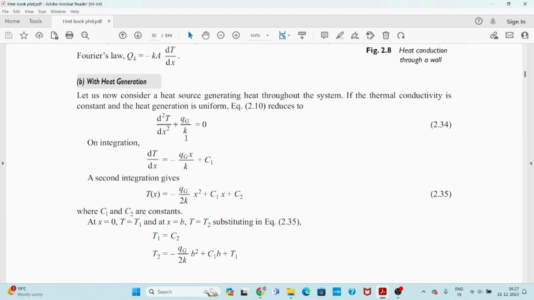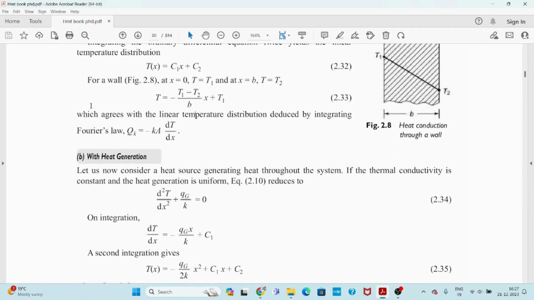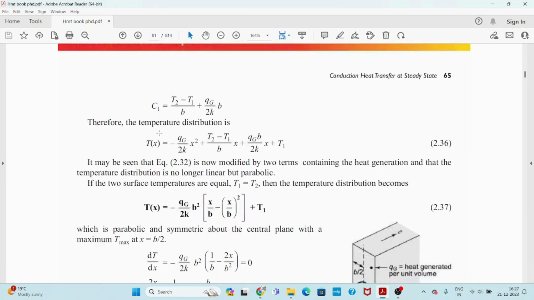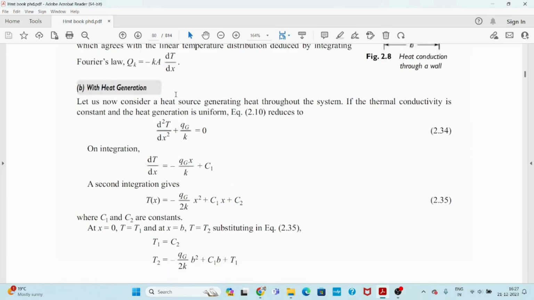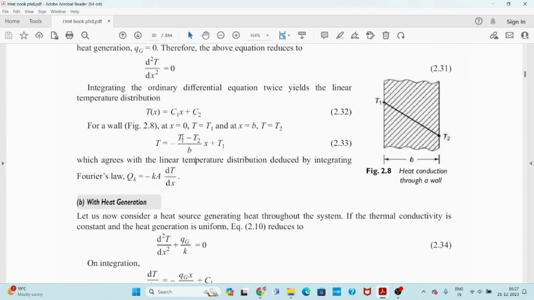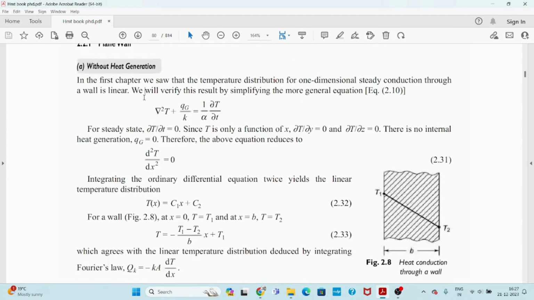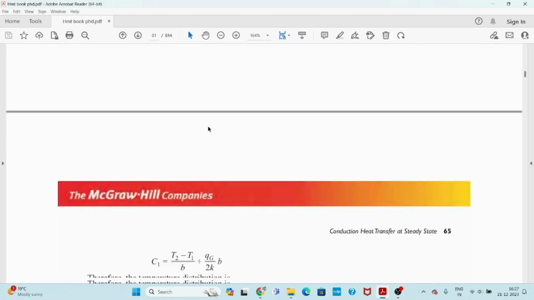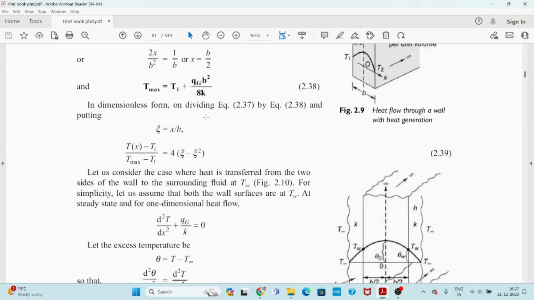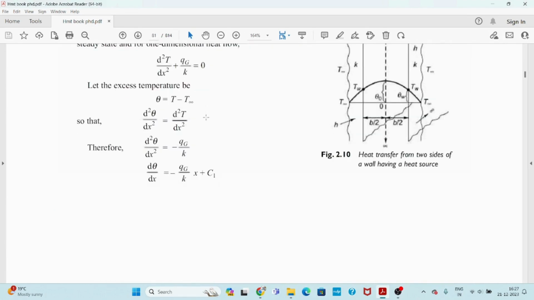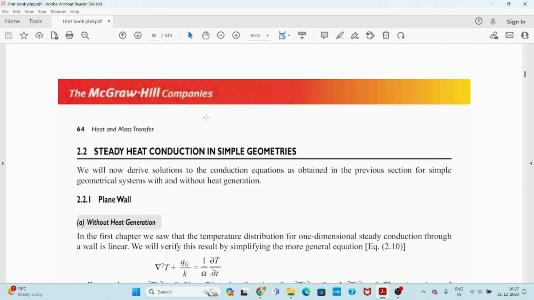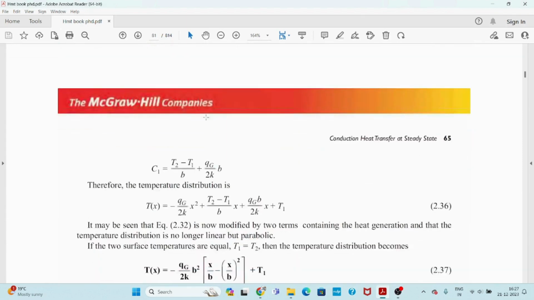You must remember, if you know this, you can easily find the result whether it is a plane wall with heat generation or without heat generation. So you just remember one equation, and from this equation you will get all the things done. That's why I told you, you have to keep that equation in your mind so that you can solve the problem. Okay, let's go to the other topics.